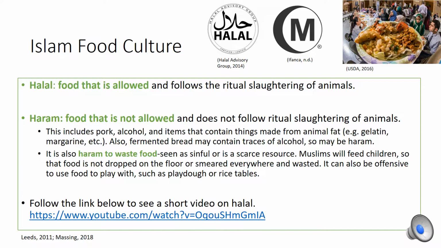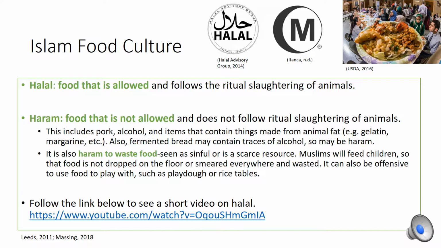The term haram means that food is not allowed and does not follow the ritual slaughtering of animals. This includes pork, alcohol, and items that contain things made from animal fat. Also, fermented bread may contain traces of alcohol, so it may be haram. It is also haram to waste food. This is because it is seen as sinful or because it is a scarce resource.